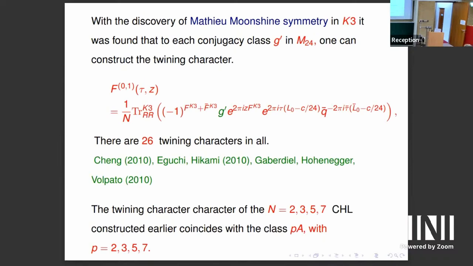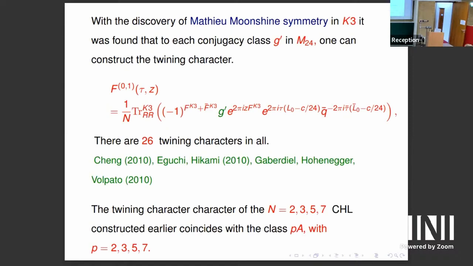And I'll tell you the construction. How does the construction go actually? You can construct this twining character. And because there are 26 conjugacy classes in M24, you can construct 26 twining characters in all. This was actually initially done soon after the observation of the moonshine by Eguchi, Tachikawa and Ogury. Immediately after that, these papers came out in which you can construct these twining characters for every one of these 26 conjugacy classes. And I'll tell you how the construction works.